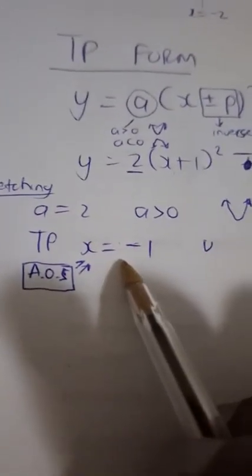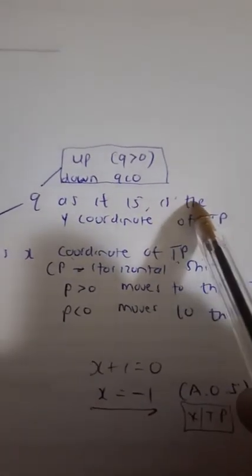Now, after the x coordinate of the turning point, which is the axis of symmetry, what else do we need? The y coordinate of the turning point. What did we say is the y coordinate of the turning point? We say it's this constant value, q as it is. So what is the q value as it is? It is negative 8. So that means y is equal to negative 8 at the turning point. Therefore the coordinates of the turning point are negative 1 and negative 8.